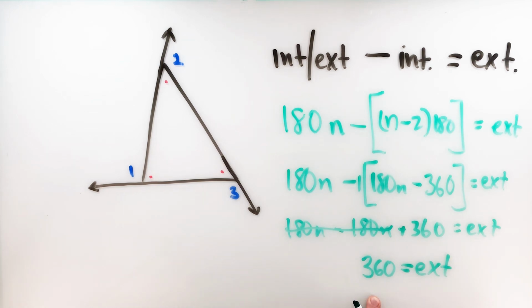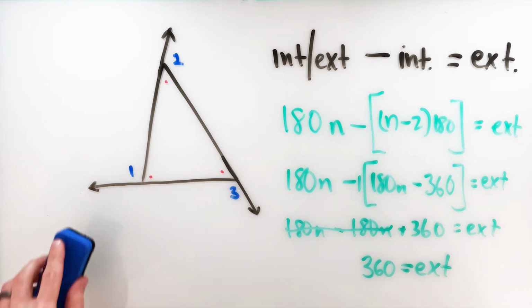Now that seemed like a lot of work just to get to that final outcome, but the good news is you don't have to do this every time. You know it. It's 360. So the sum of your exterior angles, regardless of the polygon, is always 360 degrees. So that's the exterior angle sum, 360. So let's use that.